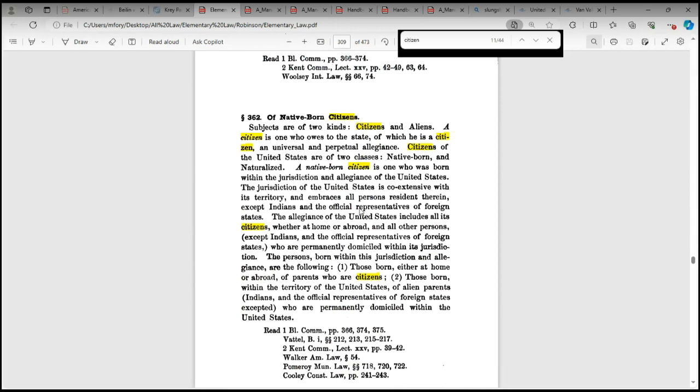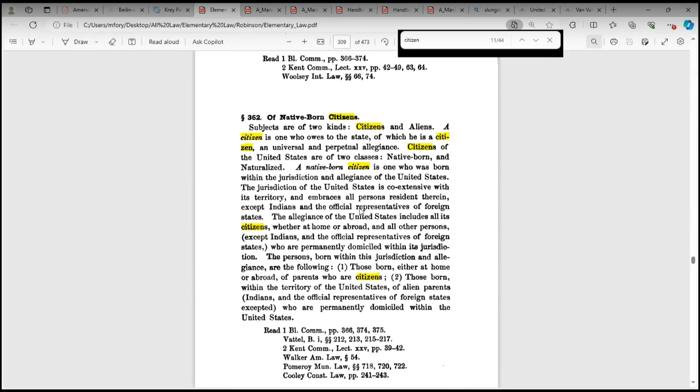Section 362, of native-born citizens. Subjects are of 2 kinds, citizens and aliens. A citizen is one who owes the state of which he is a citizen universal and perpetual allegiance. Citizens of the United States are of 2 classes, native-born and naturalized. A native-born citizen is one who was born within the jurisdiction and allegiance of the United States.